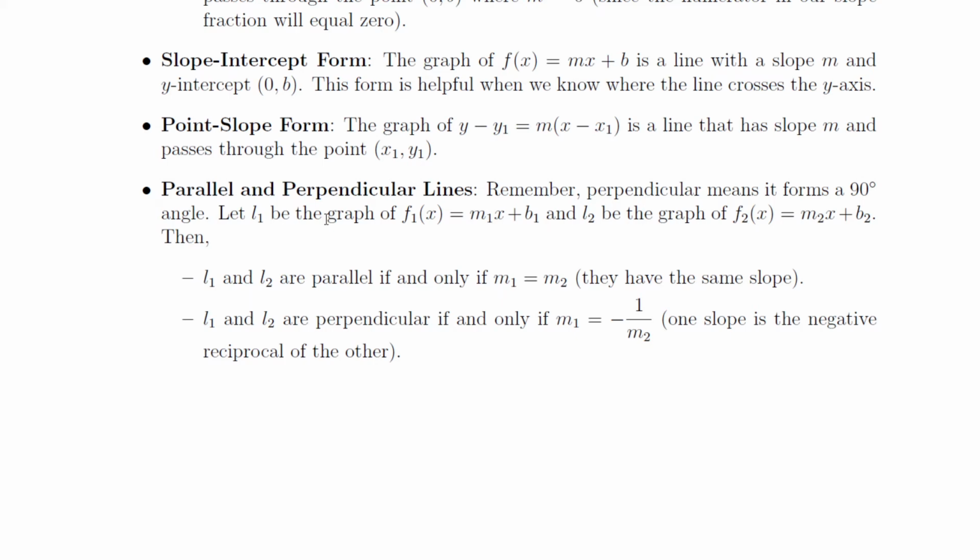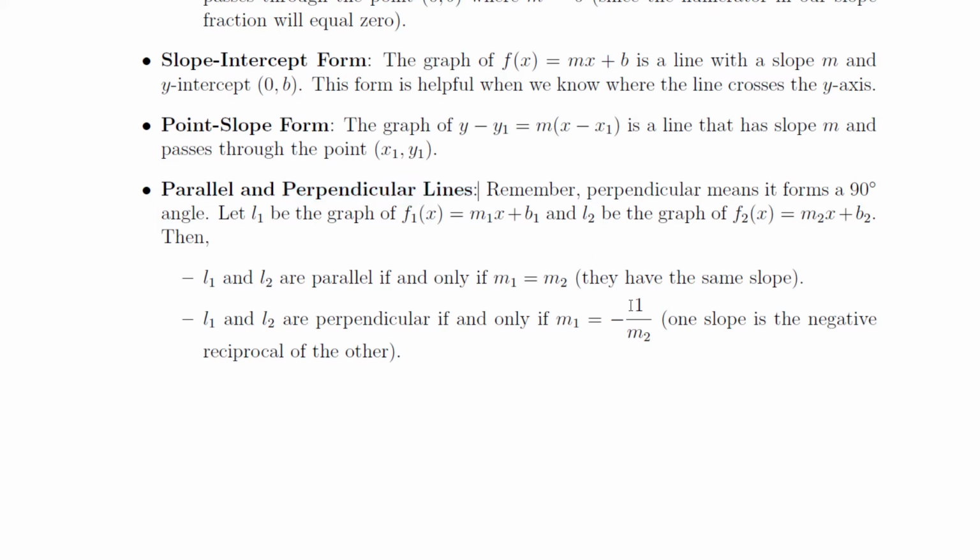Now, I've got kind of fancy language here. The one thing you need to bear in mind is that if you have two lines with exactly the same slope, they're parallel. If you have two lines with different slopes, but one slope is the negative reciprocal of the other, then they're perpendicular. So for parallel, you think same. For perpendicular, you think negative reciprocal.